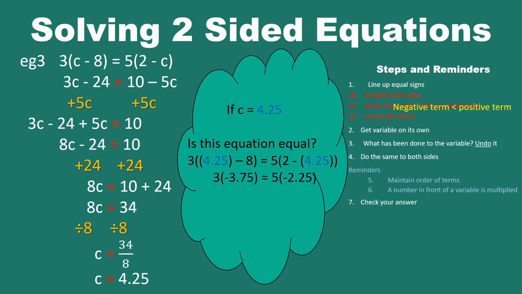So we've got 3 times negative 3.75. Is that equal to 5 times negative 2.25? You can use your calculator if you need to. Both sides will be equal to negative 11.25. So if both sides are equal, the equation is balanced when c is equal to 4.25. Yes, that's our answer. c is equal to 4.25.